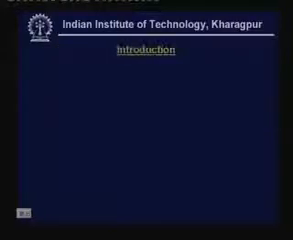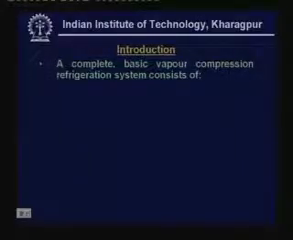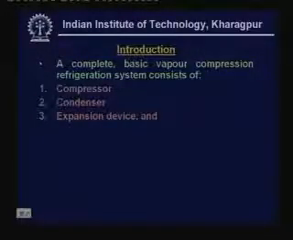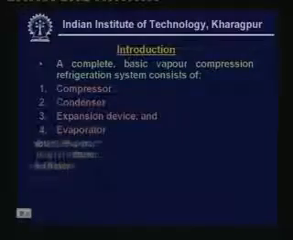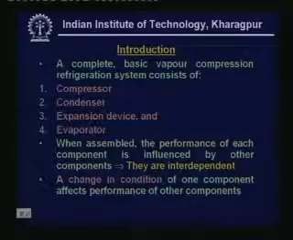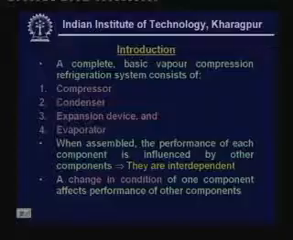Let me give a brief introduction. A complete basic vapor compression refrigeration system consists of, as you know, a compressor, a condenser, an expansion device, and the evaporator. When assembled, the performance of each component is influenced by other components. That means they are interdependent when they are assembled in a system.